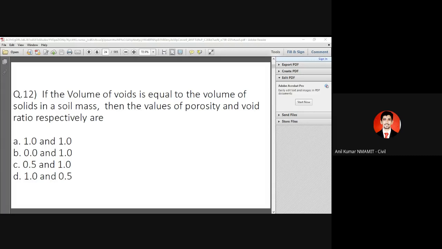Ashrita, Anusha is saying the answer is C. Next, Ashrita, Nitin, Manjunath, any answer? Manjunath, it may be a little difficult for you, but it doesn't matter.